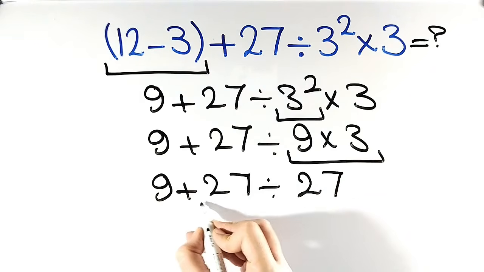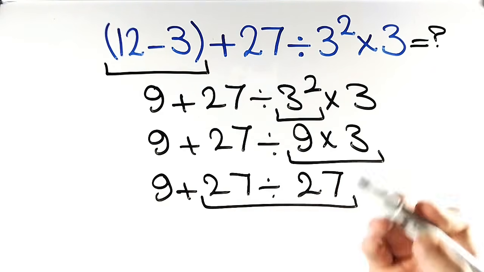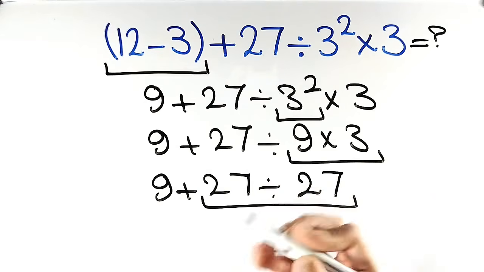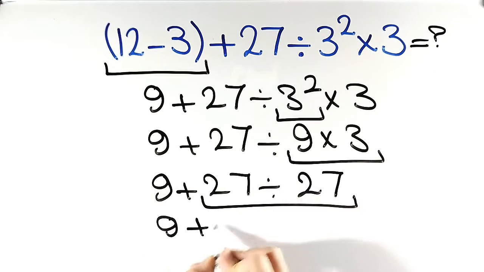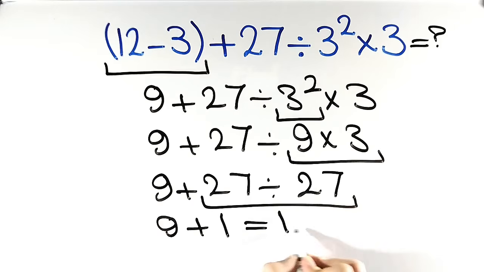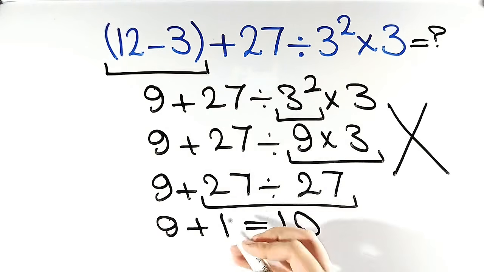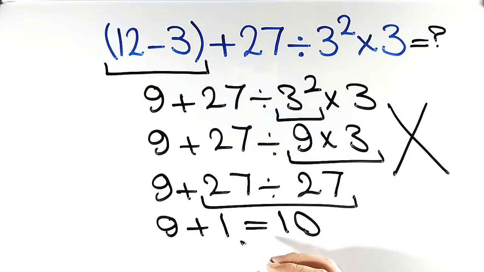And the final step, they go for the division between 27 and 27 because they believe division has a higher priority than addition. So, instead of this expression, they write 9 plus 1, which finally gives them the answer 10. But that's definitely wrong. Alright, now let me show you how to solve this expression properly.